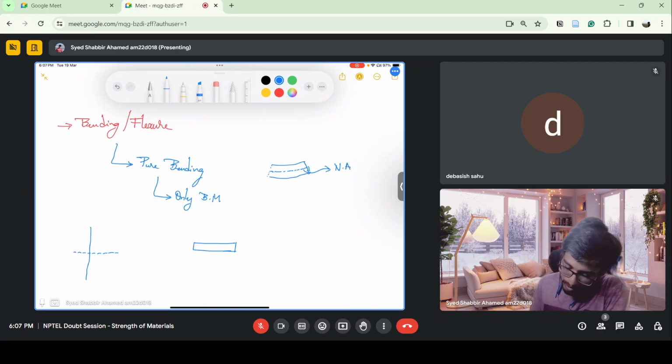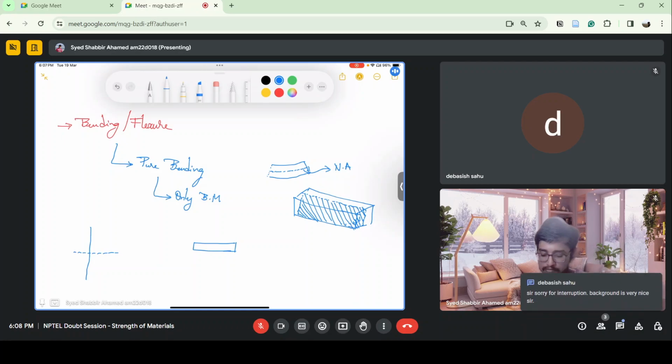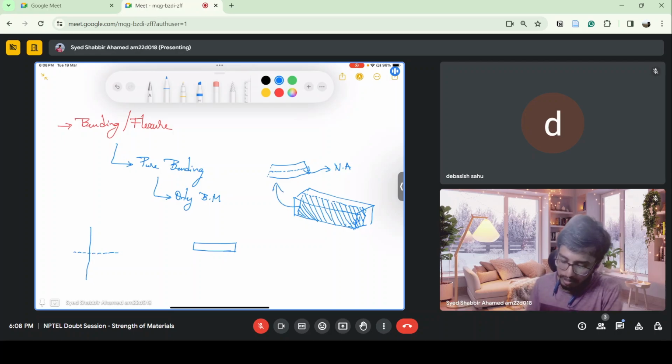So if we have a beam like this, whatever we are discussing is at this plane of symmetric surface which passes through the section like this. So we are only talking about this symmetric surface. As we go away from this, there is the effect of Poisson's ratio and all. This is the thing we are talking about here.